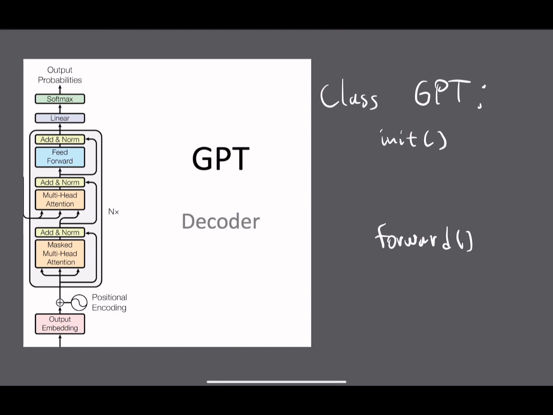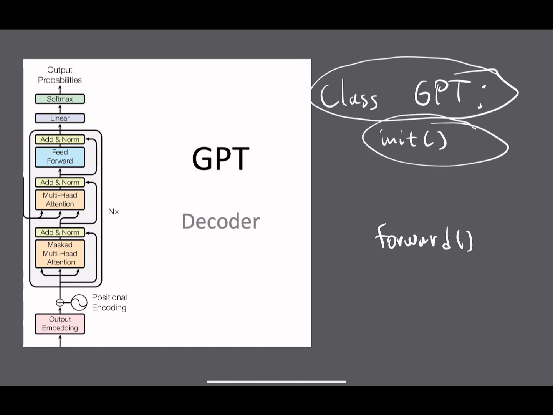Next, I would highly recommend jumping into the code and coding up the GPT class. Your job will be to write the constructor or init, as well as the forward method. And once this is done, you could train this GPT and then go ahead and use it for text generation. So I highly recommend jumping into the code.